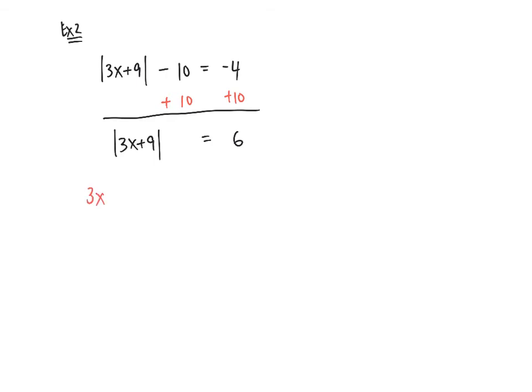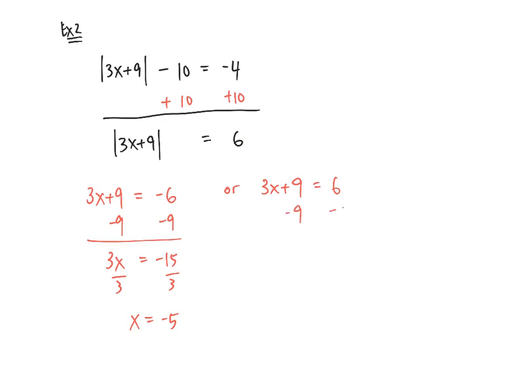The expression 3x plus 9 could either be equal to negative 6, or it can be equal to positive 6. The distance can either be going to the left, or it could be going to the right. Both negative 6 and 6 are 6 units away from 0. We subtract 9, and then we divide by 3. So x is negative 5. Over here, we subtract 9, divide by 3, and those are the two solutions.